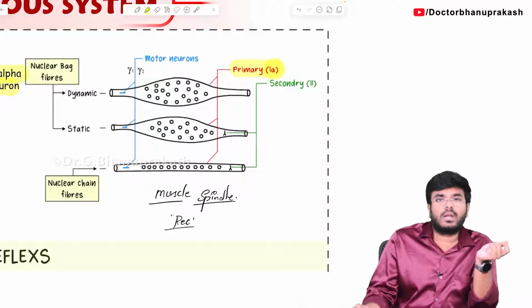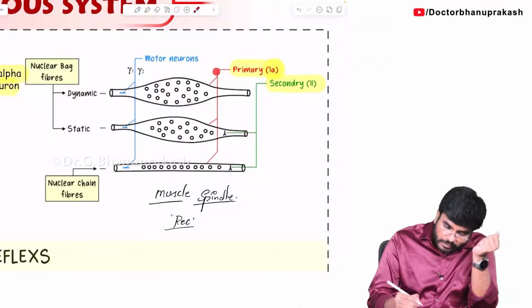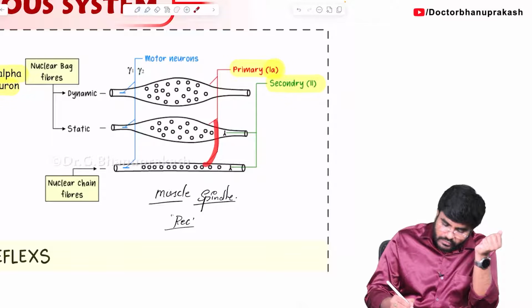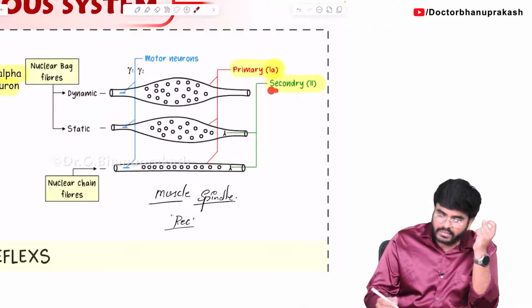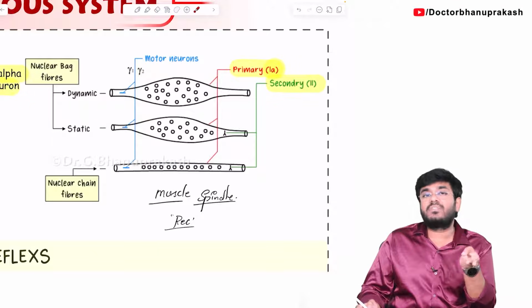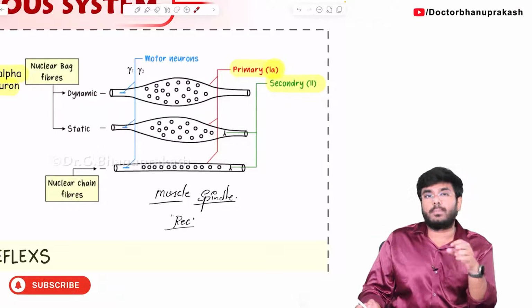The 1A fiber is called a primary fiber, and the secondary fiber is type 2. So these two fibers, these are the afferents. What are they doing? See, they are taking the information, muscle length change information, and where will they take this information to? They will take the information to the spinal cord, and even the secondary fiber also. This primary 1A fiber and secondary fiber, they are afferent neurons. They are the first order neurons. They will take the information up to where? They will take the information up to the spinal cord. Which information? Muscle length changes.